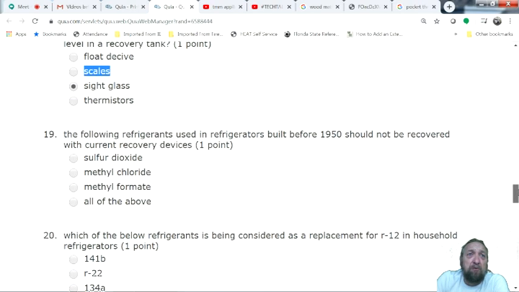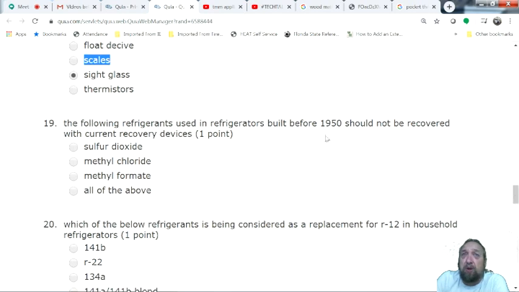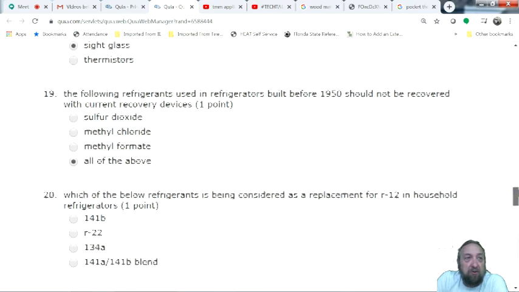The following refrigerants used in refrigerators built before 1950 should not be recovered because they may contain what? All of the above. That is correct. You guys are correct there.